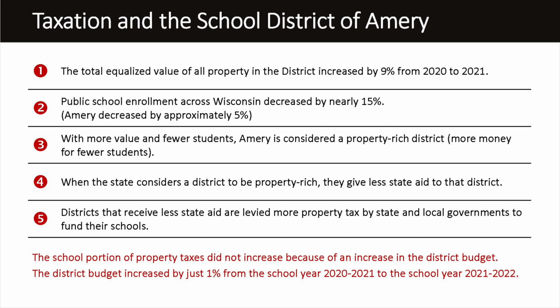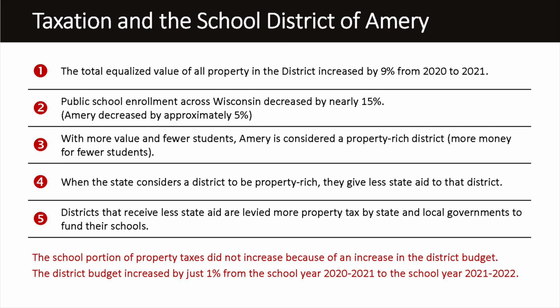So when you have more value, which we do when it goes up 9%, for fewer kids, which is true when you go down 5% for your enrollment, Amery is considered a property-rich district by the state of Wisconsin. You have more money for fewer kids. When the state considers a district to be property-rich, they give you less state aid. If they give you less state aid to educate your kids, they're doing so with the rationale that you can take care of that through your property tax because you're a property-rich district.